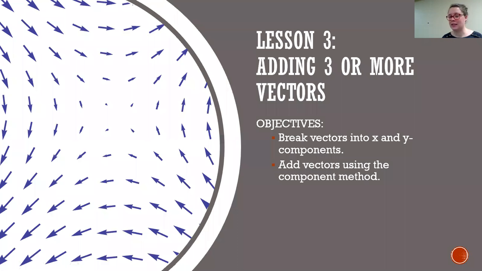So as I promised, I said I'd give a quick lesson with adding 3 or more vectors. So that's what we're going to cover in this lesson. There's really nothing new here. You've done everything when you added 2 vectors. This just gives us a little extra practice.